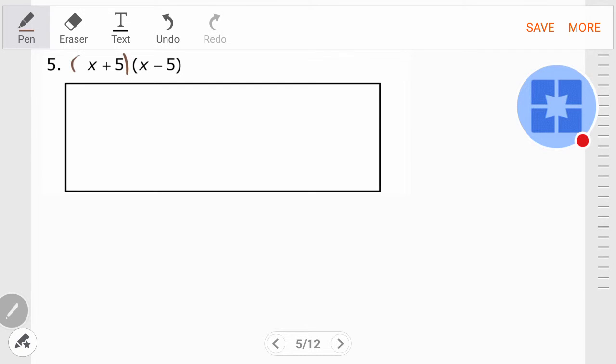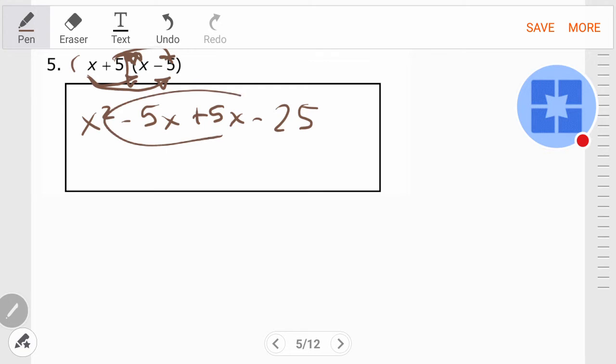Okay, again, parentheses, so let's try the FOIL method. I'm going to take the firsts together, so that's x squared. Then we're going to multiply the first times the last, which is x times -5, which is -5x. Now we're going to do the inners, 5 times x is plus 5x. And now we're going to multiply the lasts together, which is plus 5 times minus 5, which is -25. All right. These give me a great big 0, so they go away. So I'm left with x squared minus 25.